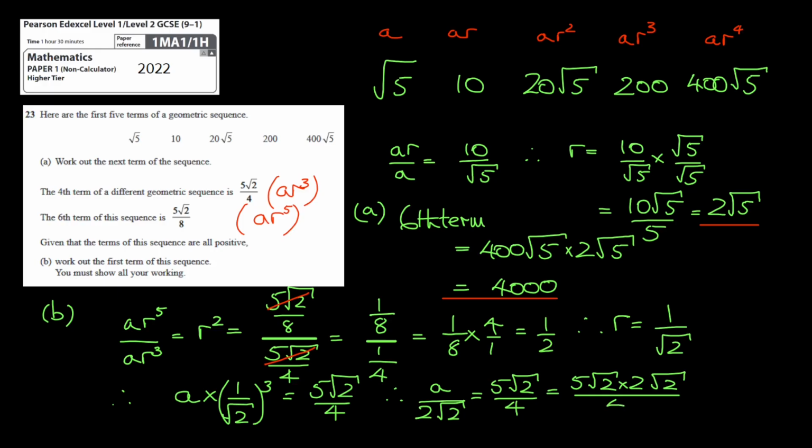Root 2 times root 2 is 2. 2 times 2 is 4. So effectively, all these terms cancel with the 4. And we're left with the answer that A is equal to 5. A rather satisfying answer. And we were right to ignore the negative result of R here when we took the square root. So we're okay.